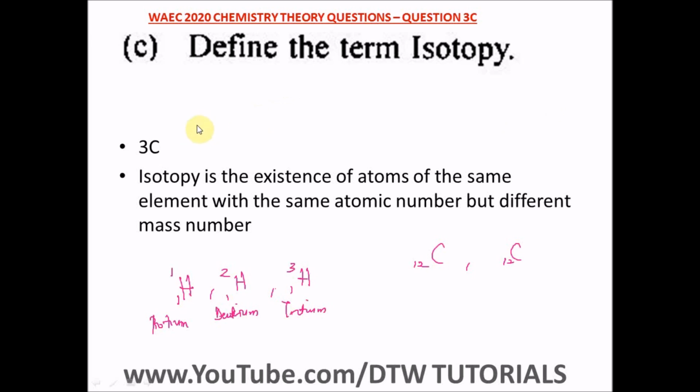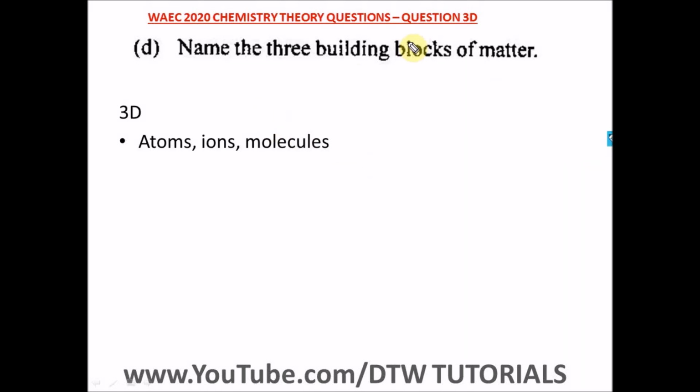That's question 3c. Question 3d says name the 3 building blocks of matter. We know that the 3 building blocks of matter are atoms, the smallest part of an element that can exist alone, and ions, which are atoms with a charge.